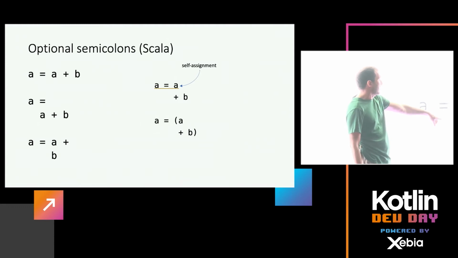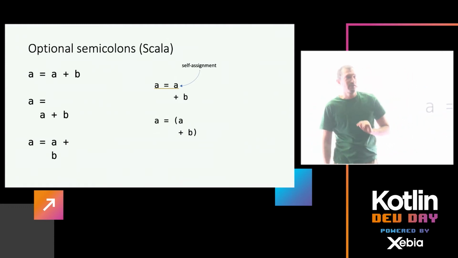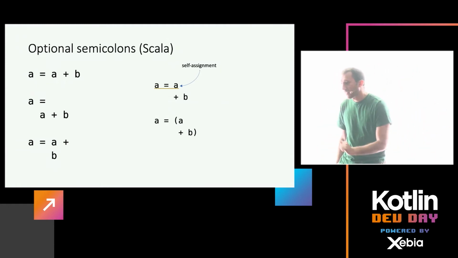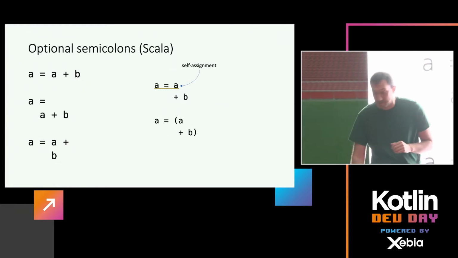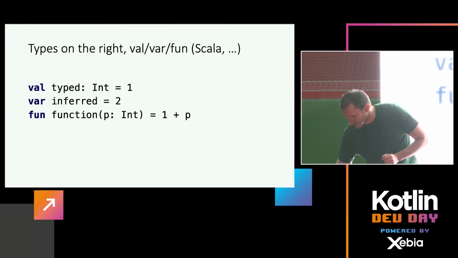So if you want to break a line like this, you go with parentheses, because the parser is smart enough not to put semicolons in the middle of the parenthesized expression. That's one important influence from Scala, and it's very nice. I'm very happy we learned this.